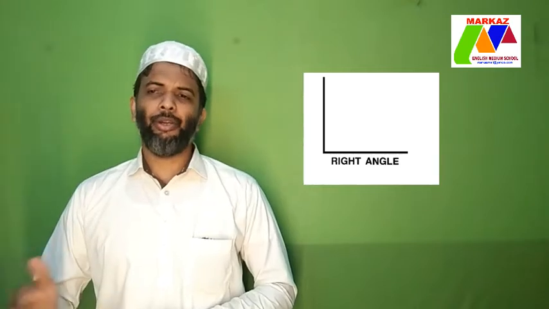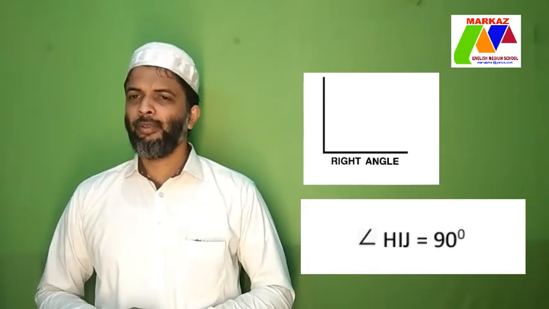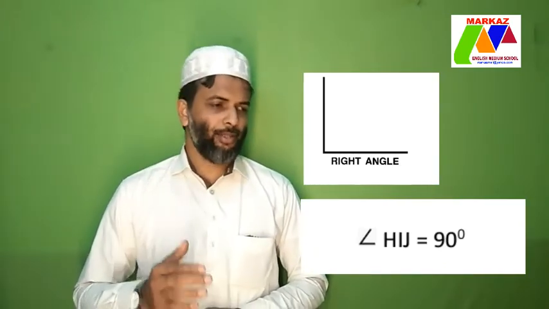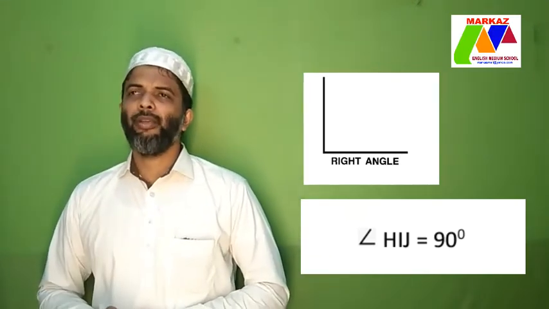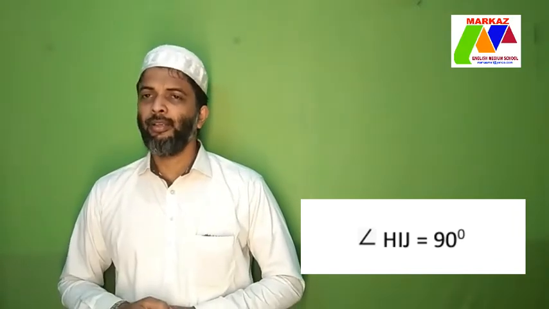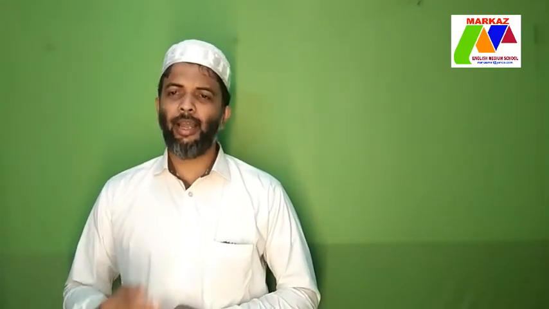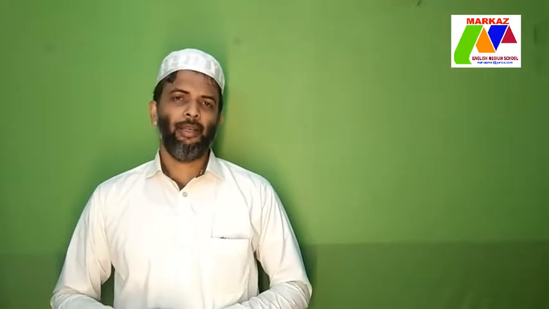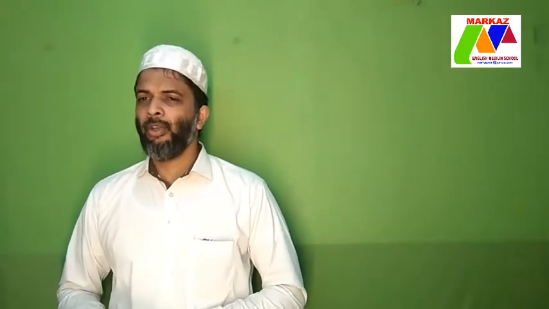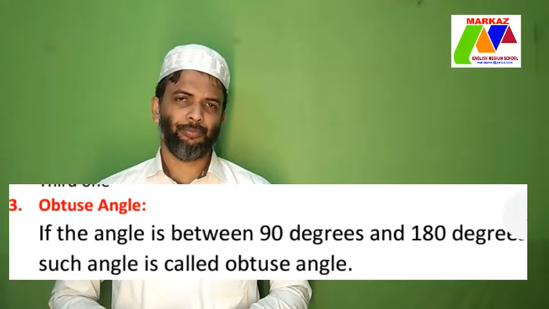Draw one right angle in your notebook. Angle HIJ is equal to 90 degrees. Pause the video and draw an angle of size 90 degrees. That is a right angle. Next, third one, obtuse angle.